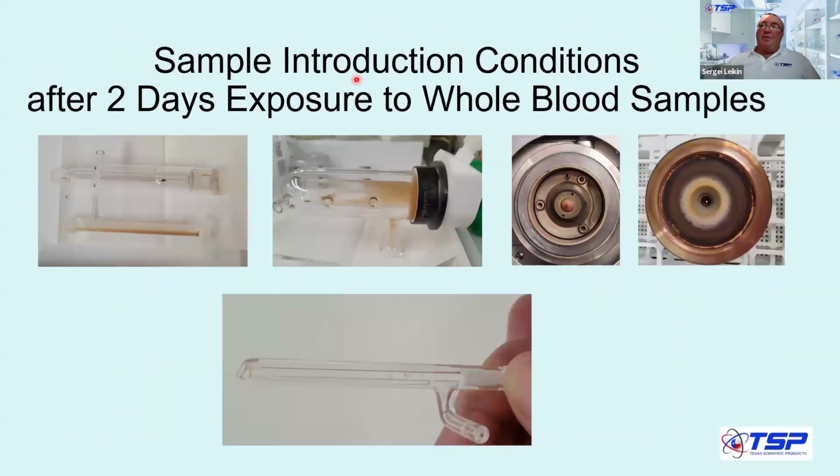So here is how the sample introduction components looked. You see, this is why it's tough. That's how the sample introduction components are affected. You see the deposit: the cones looked okay, but you see the deposit here. But the nebulizer, our nebulizer called Optimist Ion, looked absolutely clean, and there was nothing to be done to maintain it. Again, the details are in this paper that we just published in Spectroscopy.